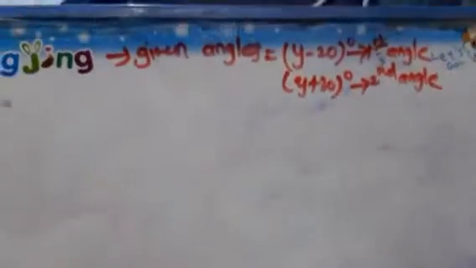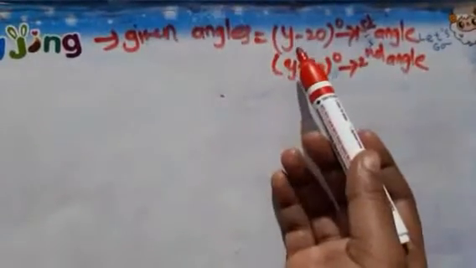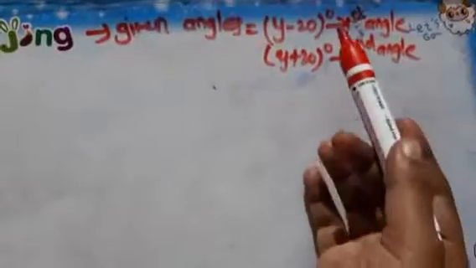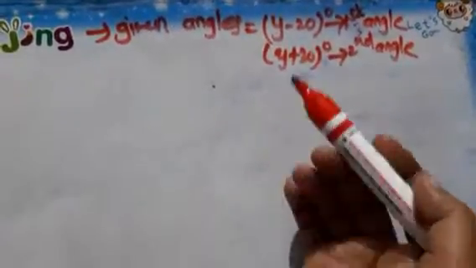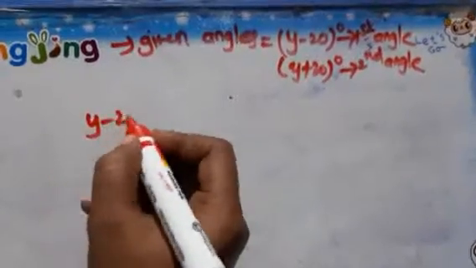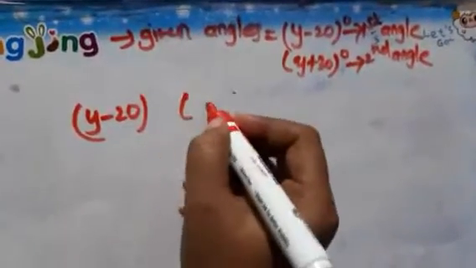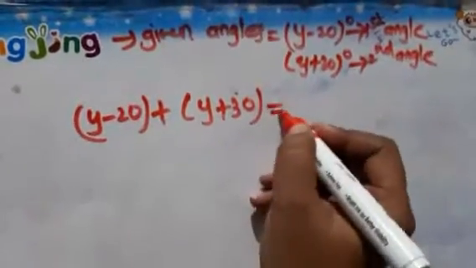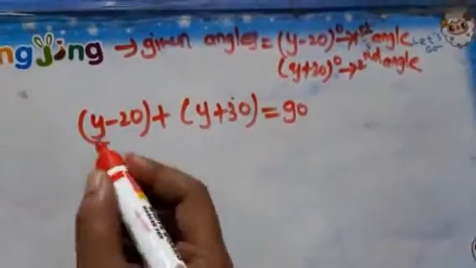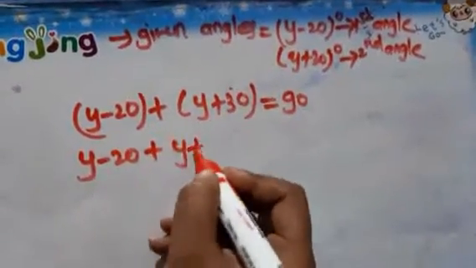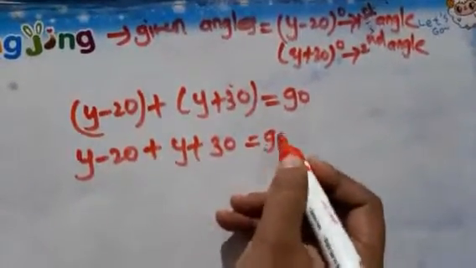So what have they given us? They have given the first angle as y minus 20 degrees and the second as y plus 30 degrees. These two angles are complementary. So what will we write? The first angle is y minus 20 and the second angle is y plus 30. As they are complementary, their addition will be 90 degrees. Remove the brackets: y minus 20 plus y plus 30 is equal to 90 degrees.